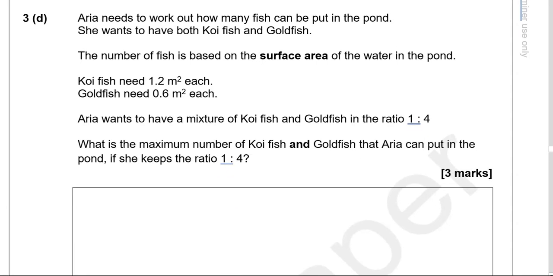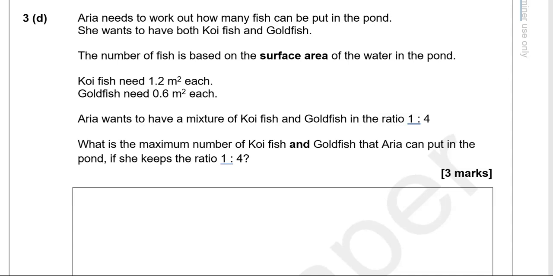Aria needs to work out how many fish can be put in the pond. She wants to have both koi fish and goldfish. The number of fish is based on the surface area of the water in the pond. Koi fish need 1.2 square meters each. Goldfish need 0.6 square meters each.